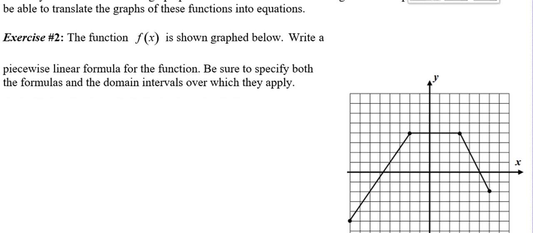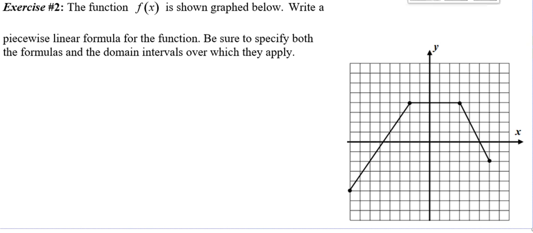So what I'm going to do here is number out the different lines that I see. I see there's a line here, I'm going to call that 1. I also see there's a line here, so I'll label that 2. And another line here, and I'll label that 3.